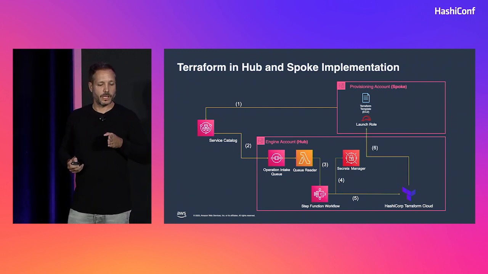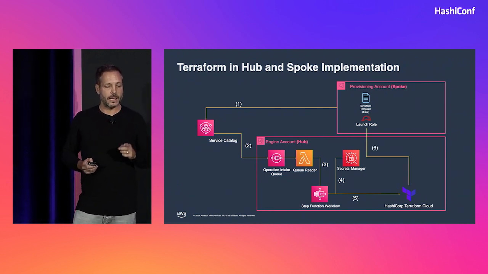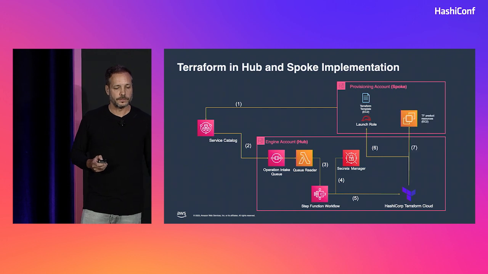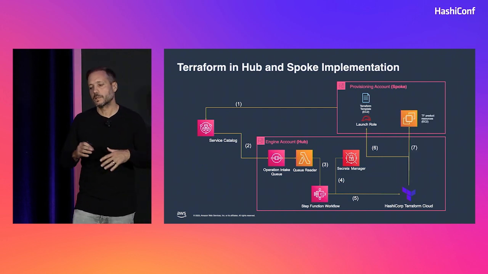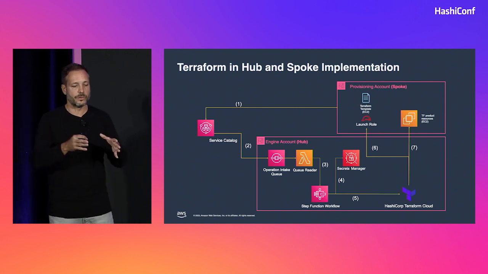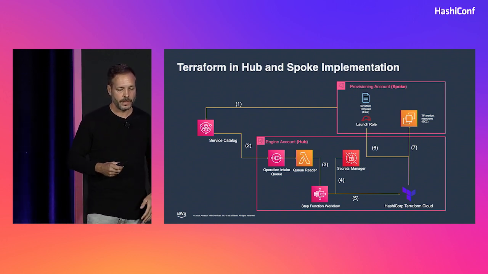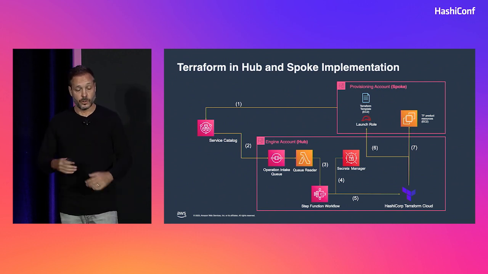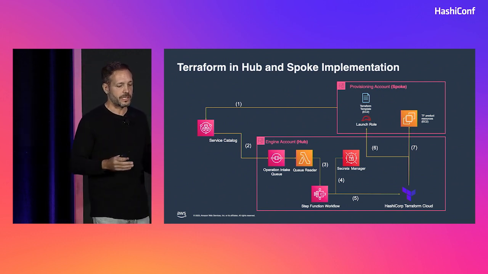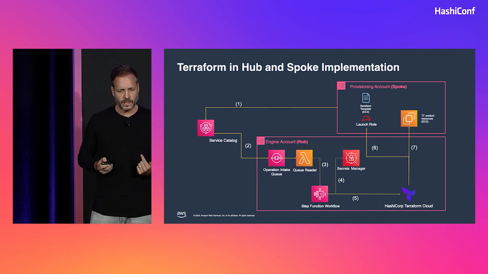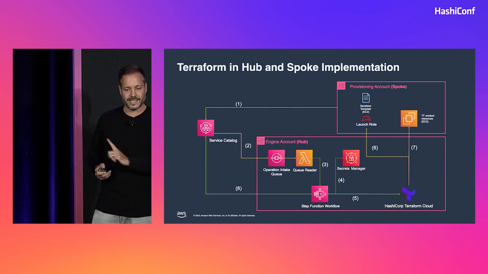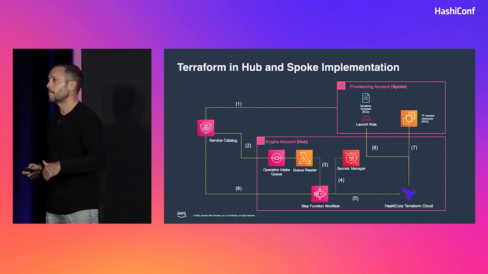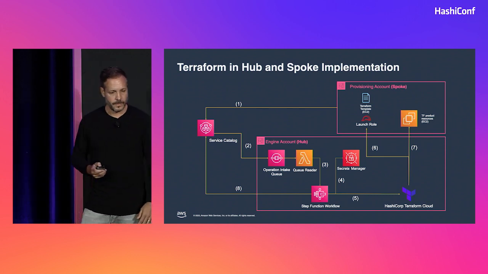Then the Terraform Cloud assumes the role and creates the EC2 instance, right? So at that point, the EC2 instance is created in the user account. But now we need to surface back the status of the operation, all different things in Service Catalog. So the engine workflow sends the provisioning results back to Service Catalog.